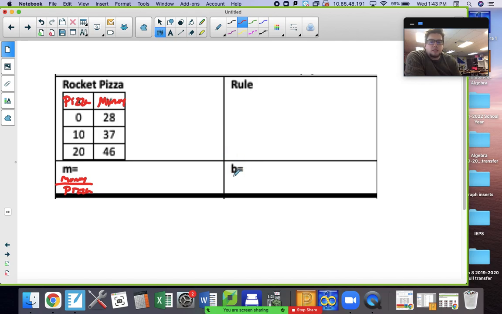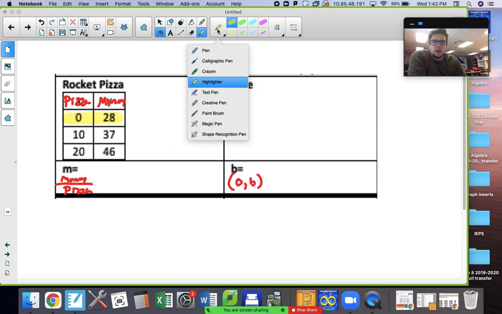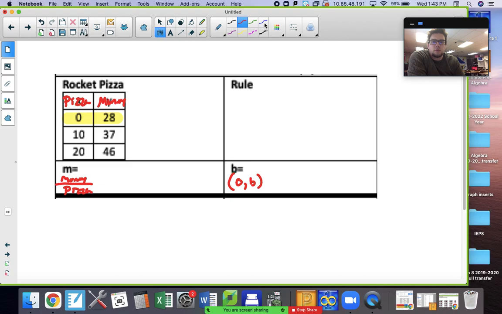B, this is our y-intercept. It's what we get to start our payoff with. So our y-intercept is 0, comma b. Well, that one's the easy one. We're told what our y-intercept is right there from the table. They're going to pay us $28 to work for them that day. Don't have to deliver a single pizza, we get that $28.